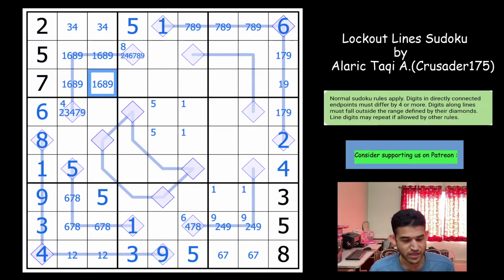Now let's try with the 9. You have a 9 here. 9 is eliminated here. This becomes 9. This becomes 1, 6, 8. So there is no way a 4 is going to be in the diamond. 4 is eliminated here. And for the same reason, 4 will also be eliminated from this cell. 2, 3, 7, 9.